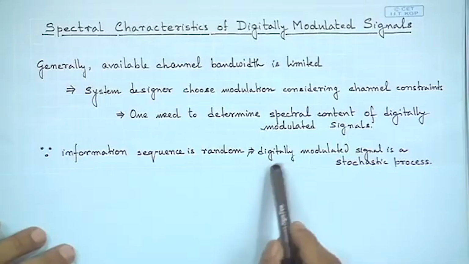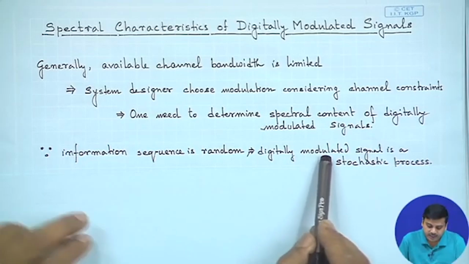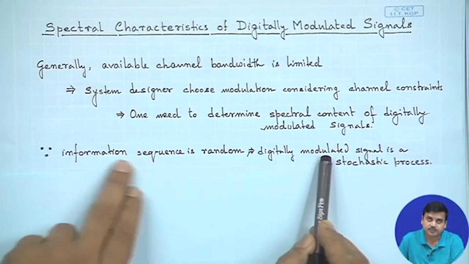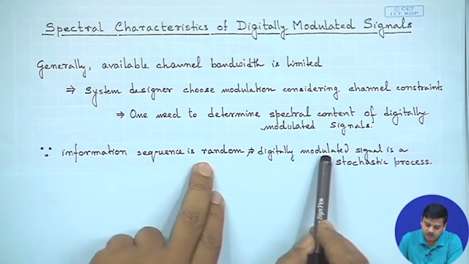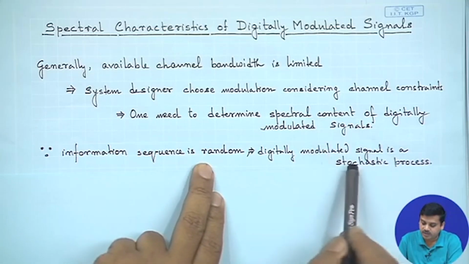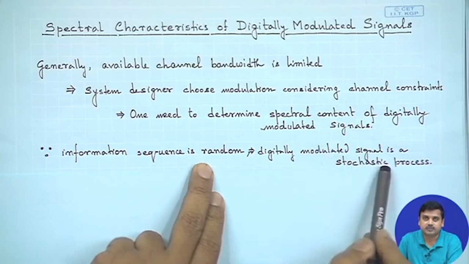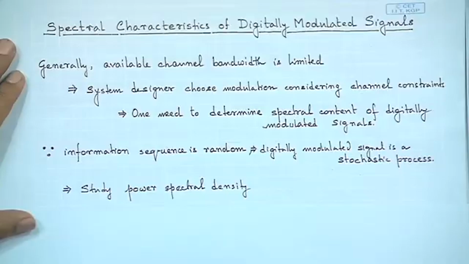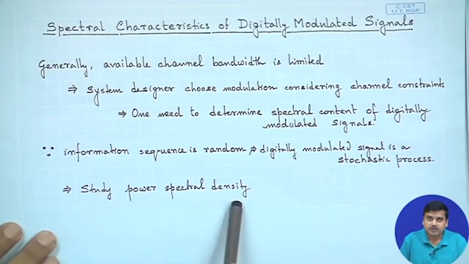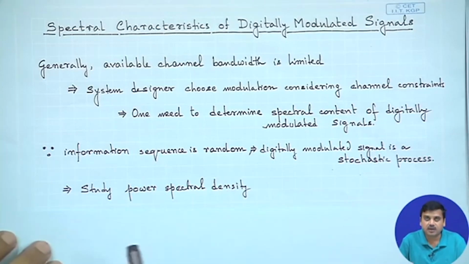So, basically, using whatever we have stated before, we are talking about a digitally modulated signal, where the modulation is an outcome of this information sequence which is random. That means this digitally modulated signal is a stochastic process, a random variable which is a function of time, and what we are interested in is the spectral characteristics. If you have to study the spectral characteristics, you have to look at the power spectral density, right. Otherwise, you would have looked at the Fourier transform of the signal and you would have got it.